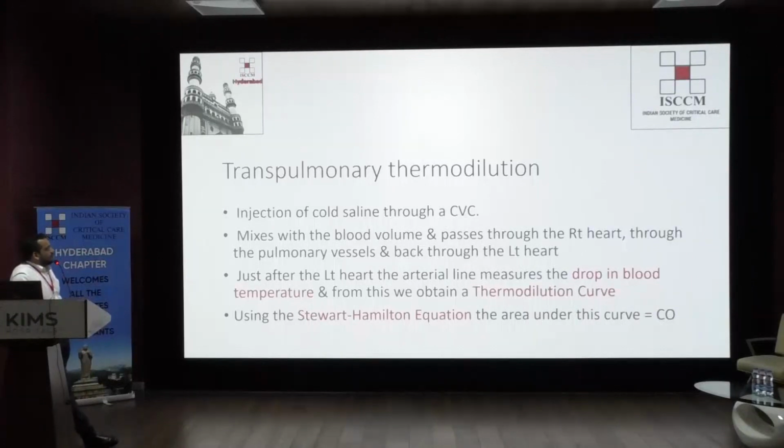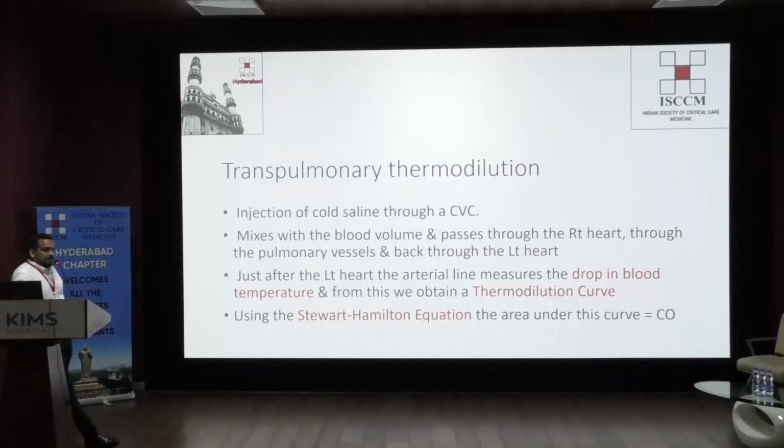For transpulmonary thermodilution, you are supposed to inject cold saline through a central venous catheter, and the volume and temperature of the cold saline should be entered first into the monitor. The monitor should be told that this volume of cold saline at this temperature is being injected. That mixes with the blood volume and passes to the right side, as I told earlier. After passing the left heart, the arterial line measures the drop in temperature. Because you are giving cold saline here, there is a drop in the blood temperature that is measured by the arterial end of the catheter.